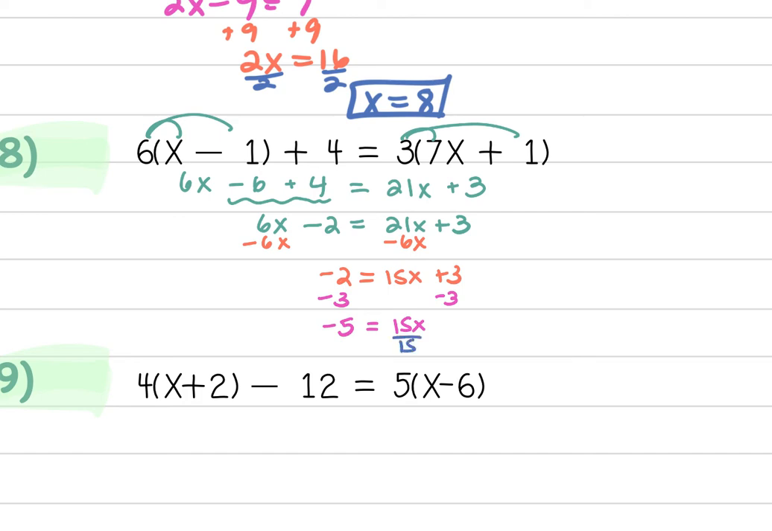Divide both sides by 15. And negative 5 over 15 becomes negative 1/3. We always want to simplify at the end, but obviously you can still leave that in fraction form. Still good?